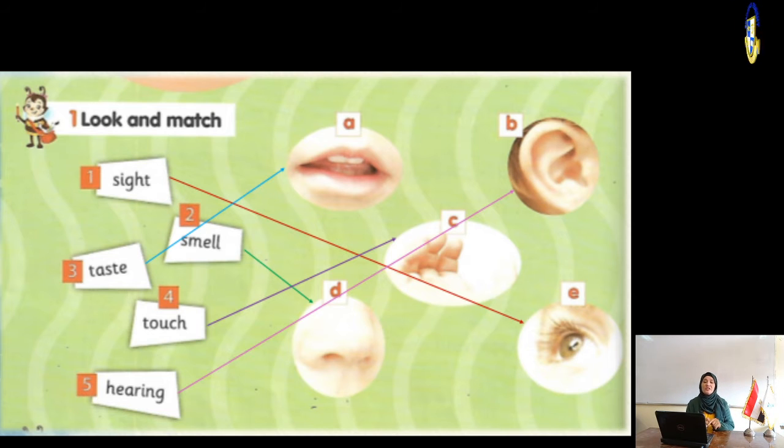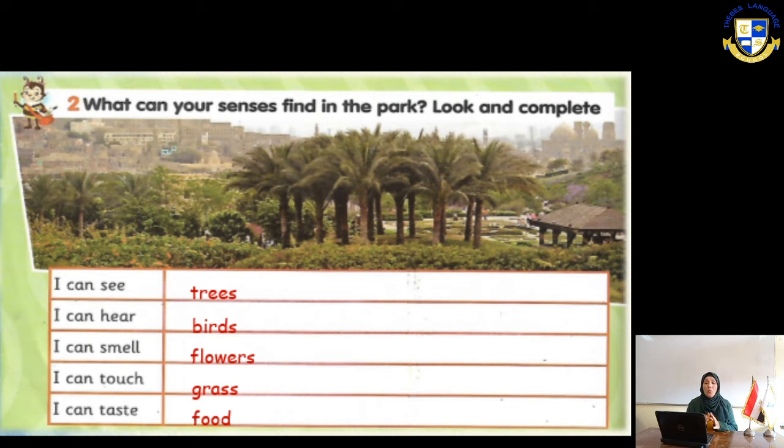The next slide, exercise number 2. What can your senses find in the park? Can you see this is a picture, a big picture of a park. Look and complete. Number 1, I can see. What can you see with your eyes in the park? Can you see trees?